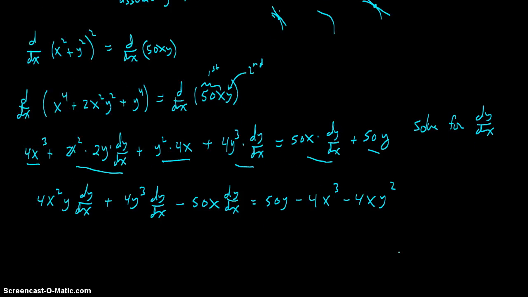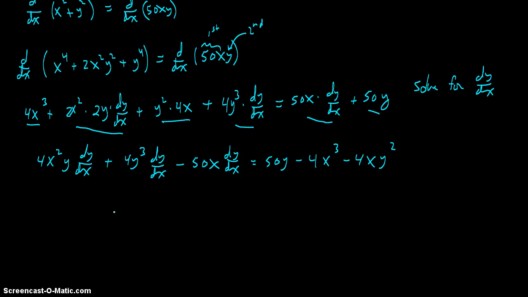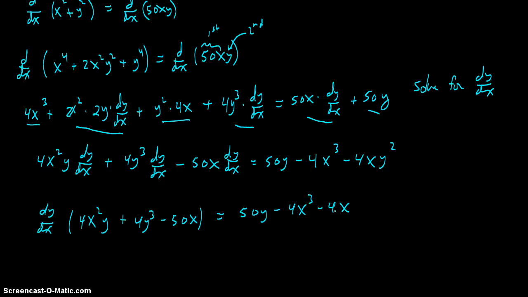Now all the dy/dx terms are on the left. The point of that is that we can factor out dy/dx. So we have dy/dx times (4x squared y plus 4y cubed minus 50x), and that's equal to, just copying the right side, 50y minus 4x cubed minus 4xy squared, and now we're basically there.